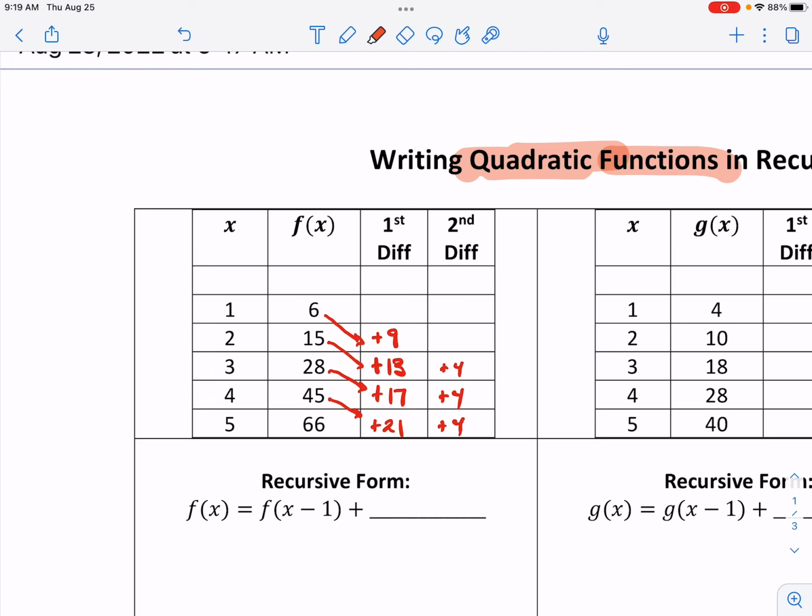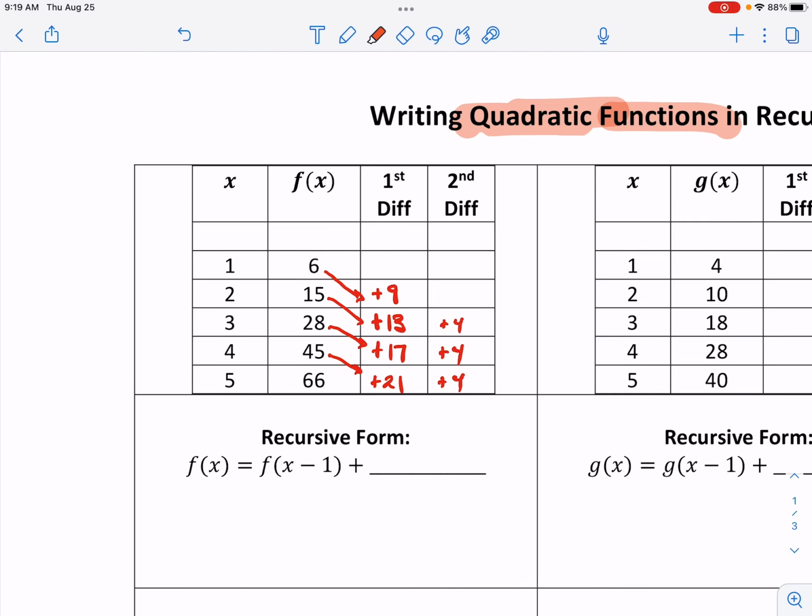To get the recursive formula, f of x equals f of x minus 1 plus some linear component. The first part will always be the same for all recursive formulas. This stands for the term I want is equal to the previous term plus some linear component, which will be of the form mx plus b, which we learned about in 8th and 9th grade.